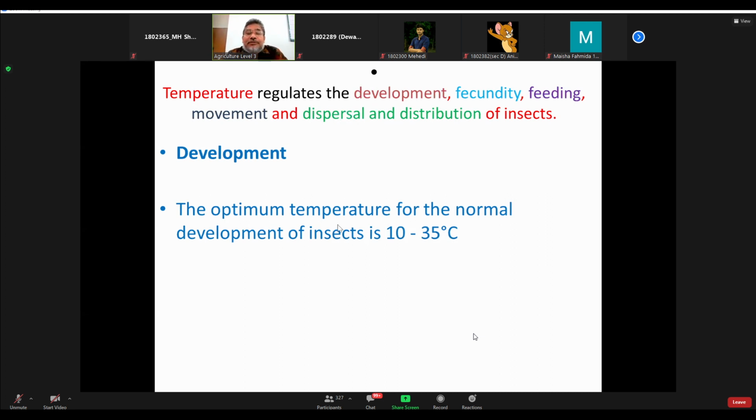I told you there is a range of temperature that is optimum. Fecundity, I'm coming to that. It's a good question. What is fecundity? Fecundity is the capacity of an insect, that is the egg laying capacity. How many eggs an insect can lay is called the fecundity. That is the ability of a female to produce individuals. How many individuals she can produce in her life is called the fecundity of that particular individual, particular species.